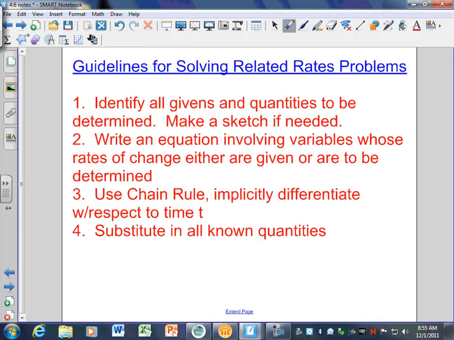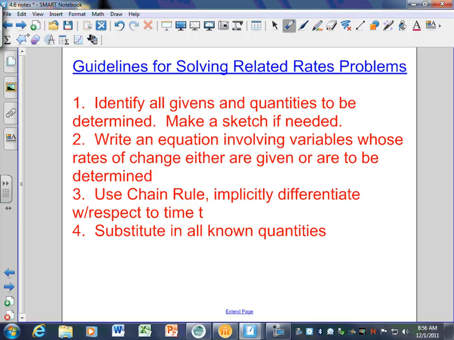And the nice part is I printed these out for you. These are just the guidelines to think about. Usually a good point of reference is don't plug in any numbers at the beginning. You want to take the derivative of your function to begin with. So number one, identify all givens and quantities to be determined. Make a sketch if needed. Write an equation involving variables whose rates of change either are given or are to be determined, which means don't plug in what you know right away because you need to take the derivative.